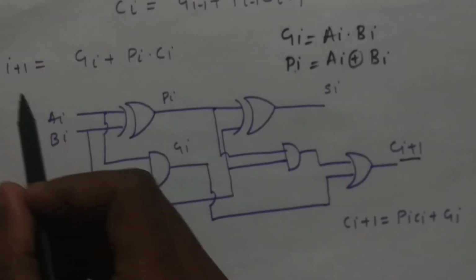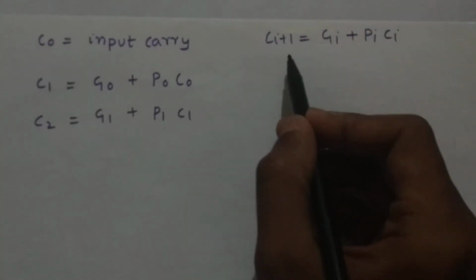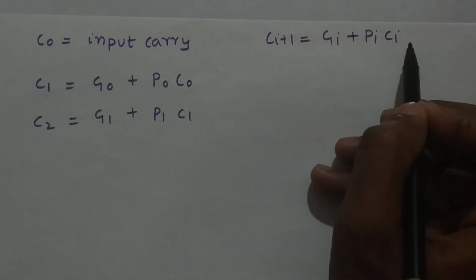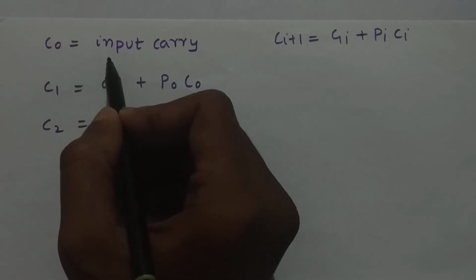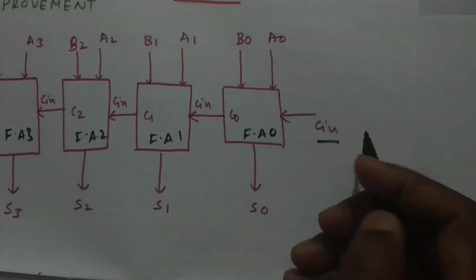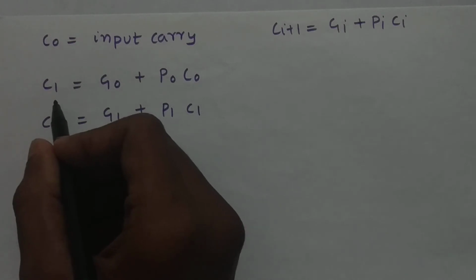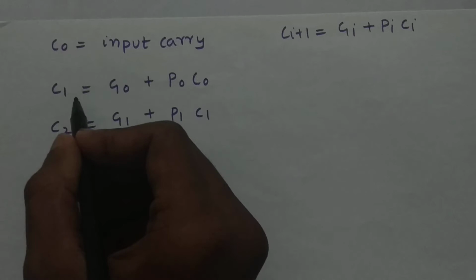Since we have got our expression, let's start writing down the carry outs from C0 to C4, and how we will get them. So this is our generalized expression: Ci+1 equals Gi plus Pi into Ci. Our input carry is C0, which will be given by the input. Now C1 will be G0 plus P0 into C0. Substitute i equals 0 over here, and we will get C1.